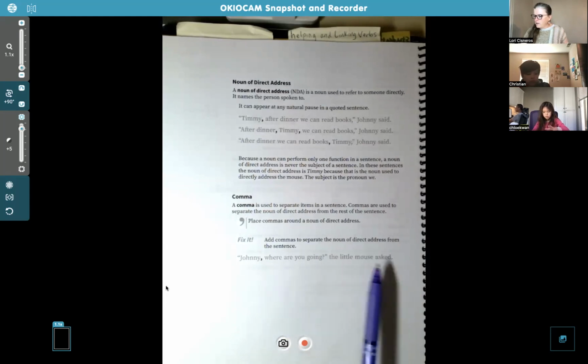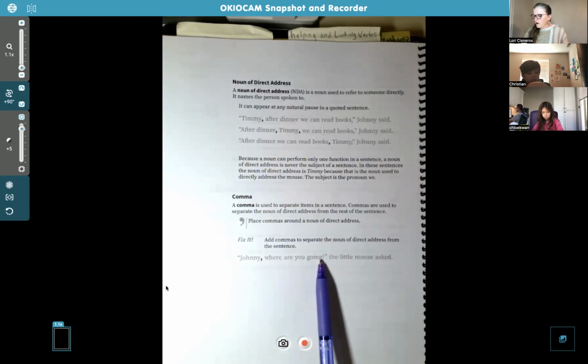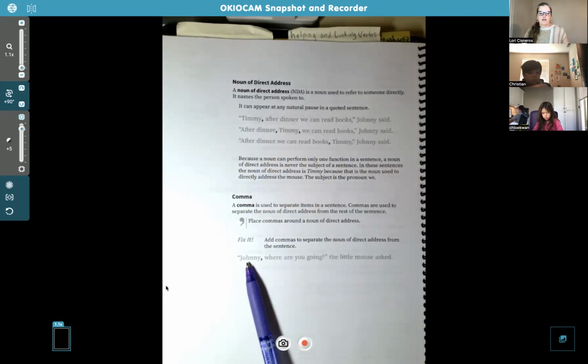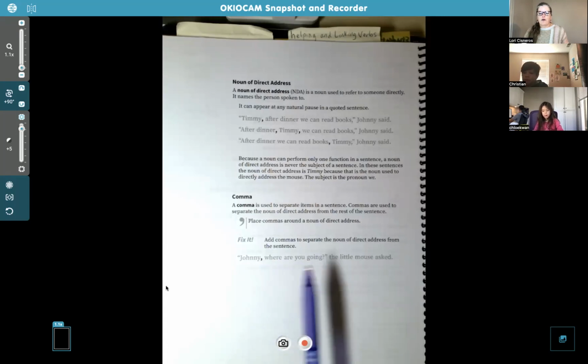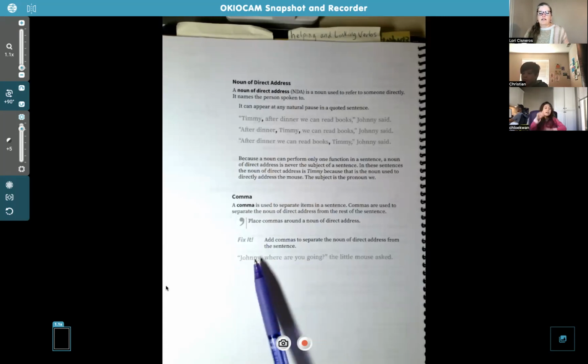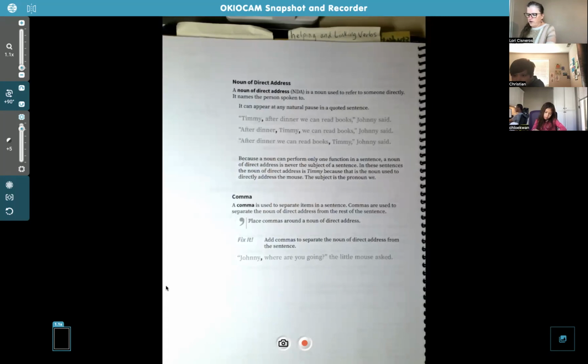Another example down here at the bottom, Johnny, where are you going? The little mouse asked. Here the noun of direct address is Johnny. Where are you going? So Johnny is the noun of direct address in that sentence because the mouse is speaking to Johnny, and there's a comma right after it because it comes first.